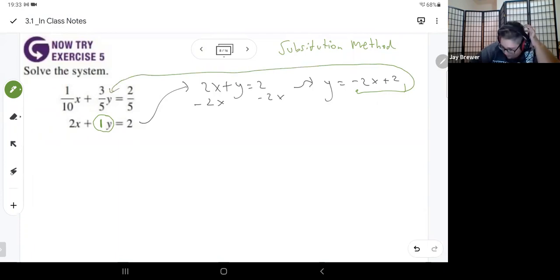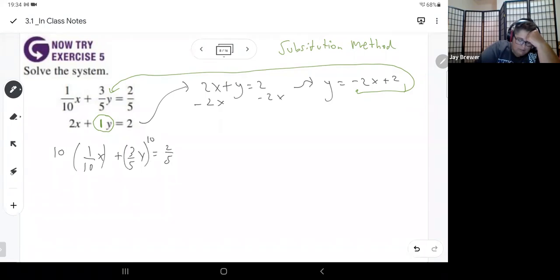But I think before we plug it into there, I want you guys to take a look at something. So right now we have 1 over 10x plus 3/5 y equals 2/5. So what I'd like us to do is get rid of those fractions, okay? So we're going to multiply each fraction by 10.